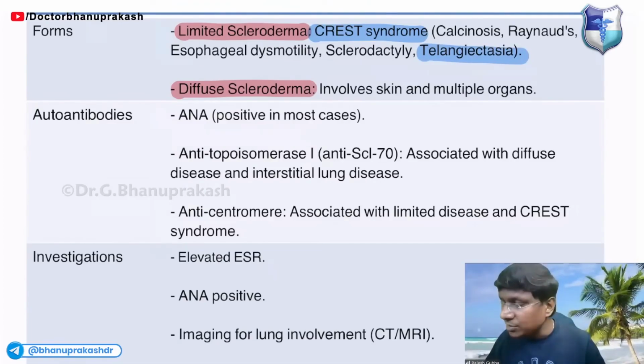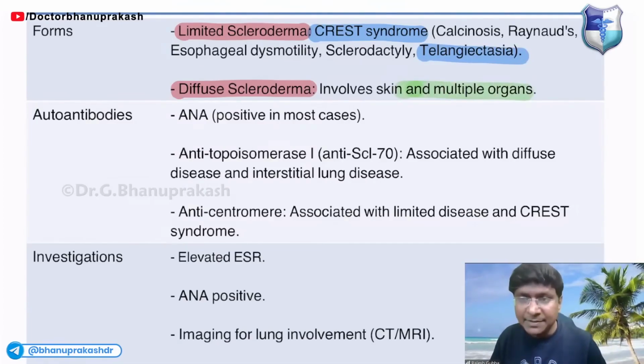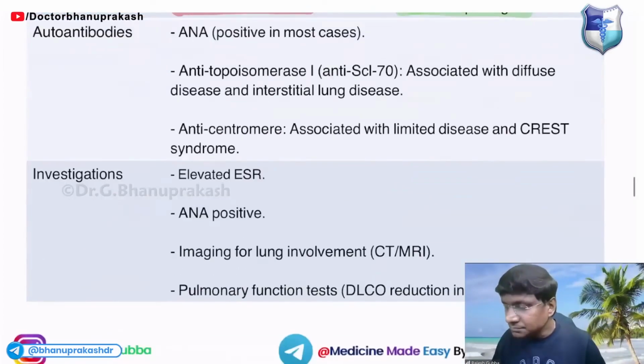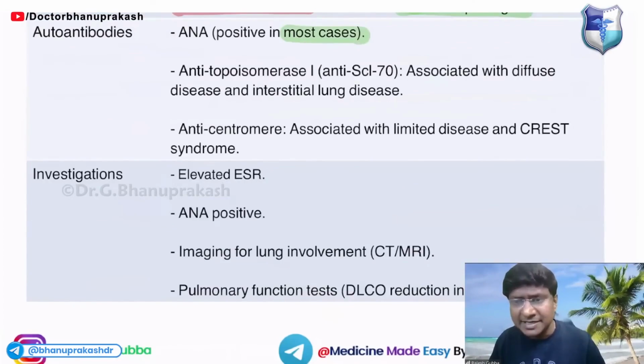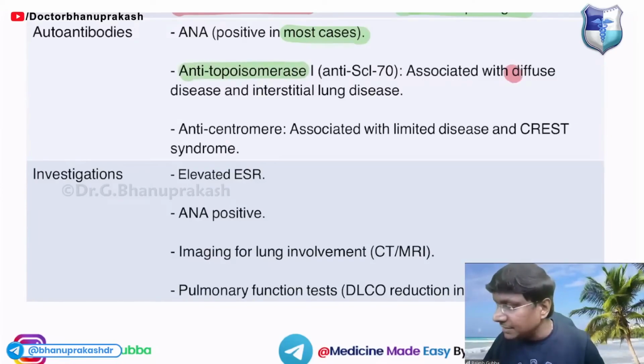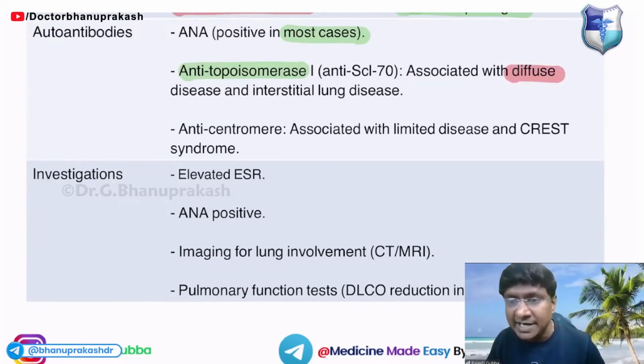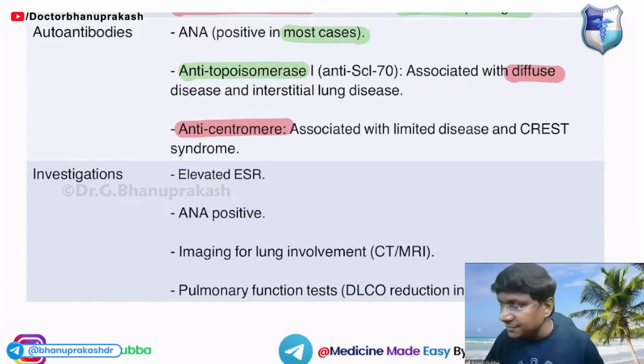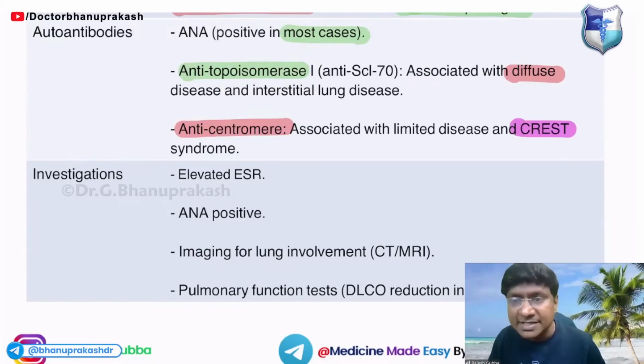Whereas in diffuse scleroderma, what did I tell you? Along with skin, multiple other organs are affected. What are the organs which are affected? GIT, lungs, kidney, heart. These are the organs which are affected in diffuse scleroderma. Right? ANA will be positive, but that is not specific. Now, where will you have the anti-topoisomerase antibody positive? Remember, in diffuse scleroderma, your anti-topoisomerase antibody will be positive. Where will you have the anti-centromere antibody positive? That will be positive in limited scleroderma, that is CREST syndrome.